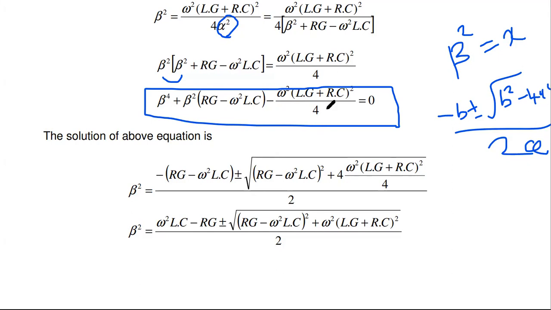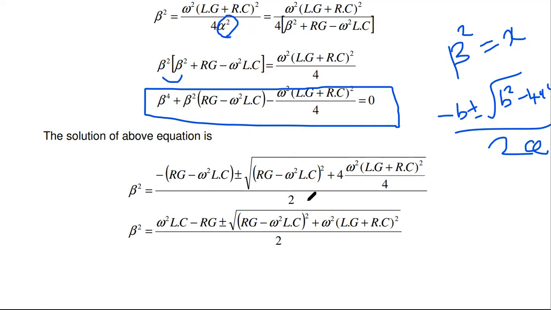C is a constant. So we will get beta squared, that is the root of x. Beta squared is equal to minus b. Which one is b? The coefficient of this beta squared is b. Constant b. So minus (Rg minus omega squared Lc) plus or minus square root of b squared minus 4ac, divided by 2a. What is a? 1. What is c? Minus omega squared. So minus minus is converted to plus.